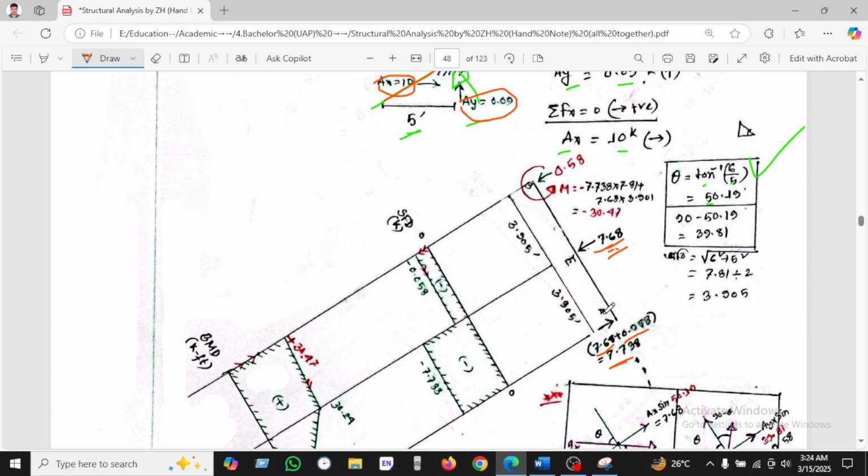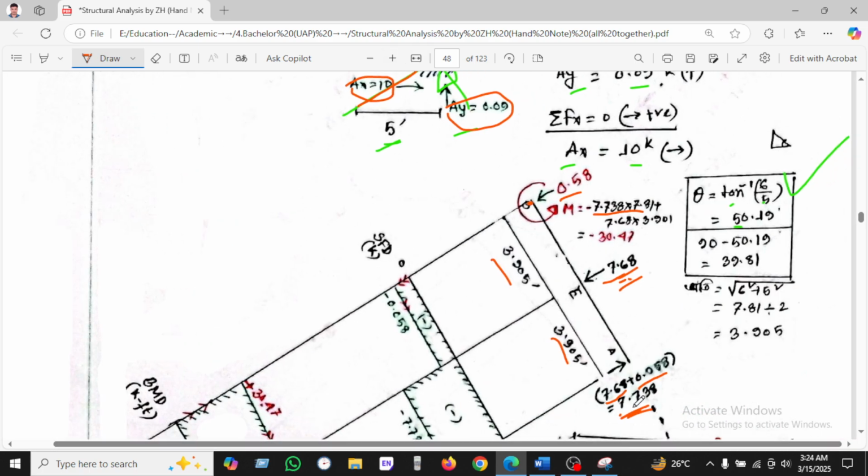If we deduct this value, then we will take the downward as 7.61 and the upward as 7.738. So it will be downward also 0.58. We will take the moment here, as we know 7.738 into 3.5, 3.595 and 3.599, which is 7.8, and it will be plus. As we have taken it as negative, that's why we consider the negative sign, and the positive sign we consider 7.68, and found the moment 30.47.